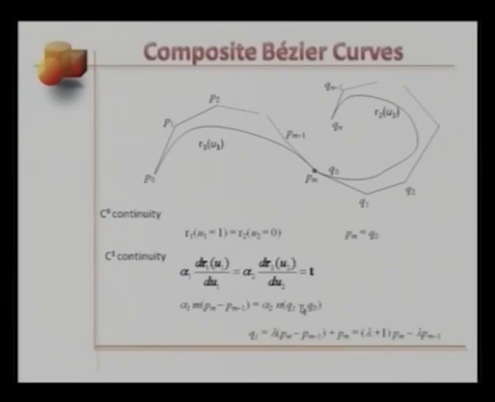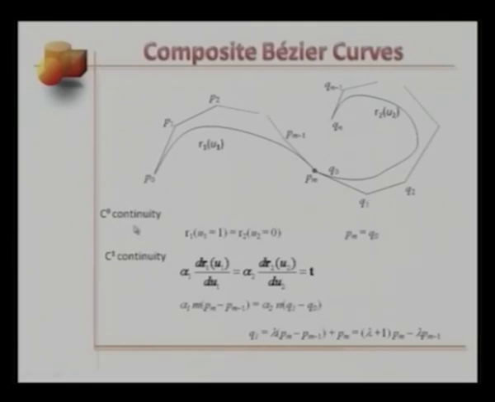We can use this condition to determine q1. q1 is given by lambda times pm minus pm minus 1 plus pm, which is equal to lambda plus 1 times pm minus lambda times pm minus 1. In terms of design possibilities, what would this condition mean? This condition will constrain q1. Remember that as a designer, you have so far been choosing these control points at will.